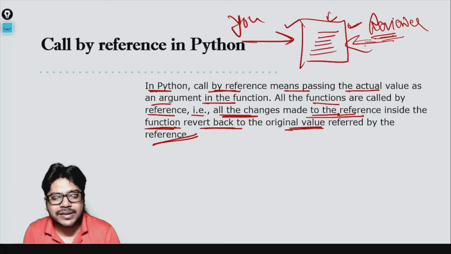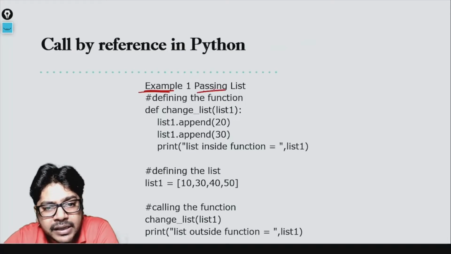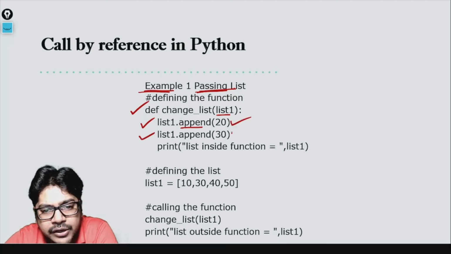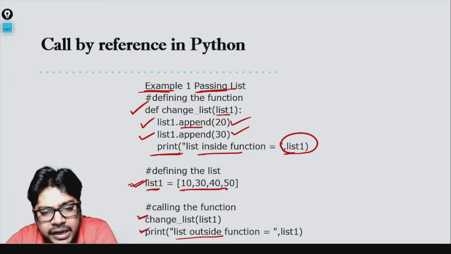Let's try to understand this with an example here. In the first example we are passing a list. Here we created a function called change_list and we are passing a list object to it. We are doing list1.append twice, adding two values to it, and printing the list. Print list inside the function is list1. Now outside the function we are defining the list with 10, 30, 40, 50 in it. We are calling the function change_list and then printing the list again outside the function.